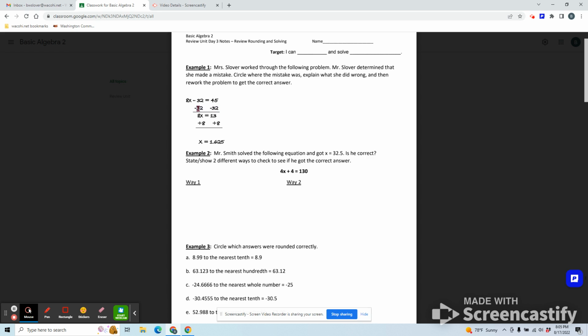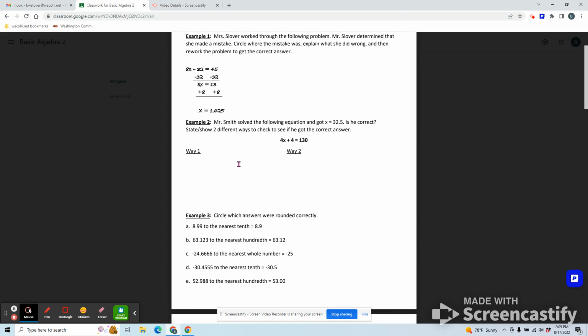Okay, when I add 32 to both sides, that's going to change all of this down here. And so that means from there, you're going to have to rework the problem. So that's where her mistake was, right here. She should not be subtracting 32. She should be adding 32 to both sides. So add 32 and then rework the problem.